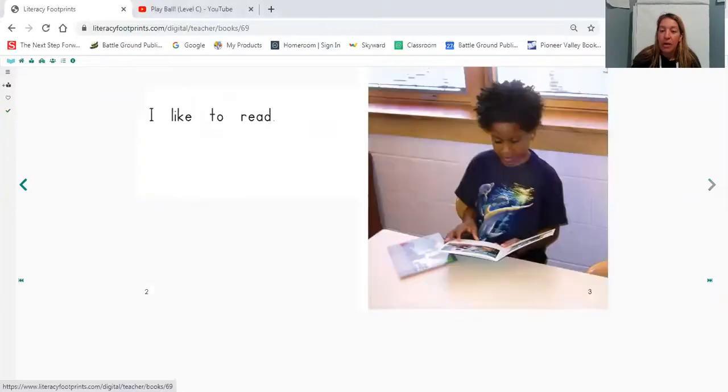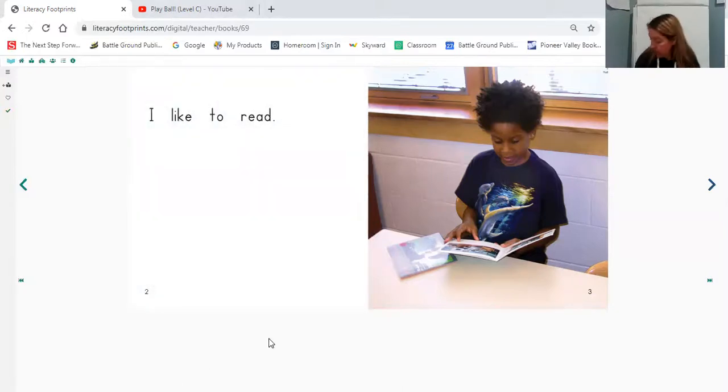Let's do a little picture walk. So we know that good readers use strategies, and those strategies help us learn to read. So one strategy that readers can use is using the pictures to help them figure out tricky words. So when we look at the pictures, then we look at the words, we can put the sounds together with the pictures and we can figure out those tricky words. Before we look further though, I want to see if you can find one of our words that we practiced today, the word like. Can you find the word like on this page? Good, the word is like.